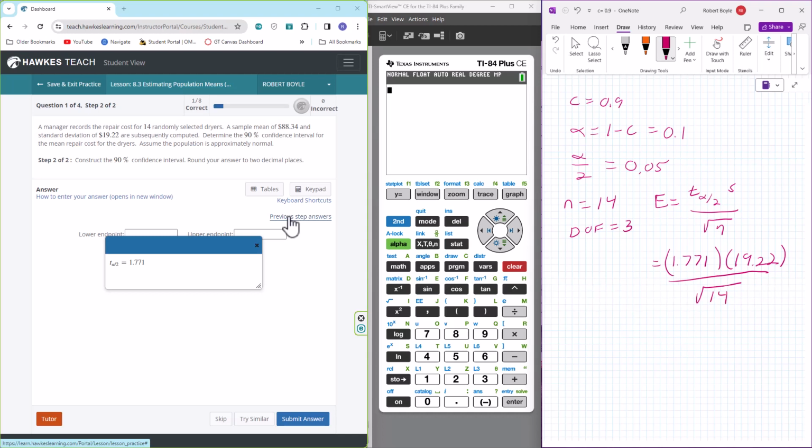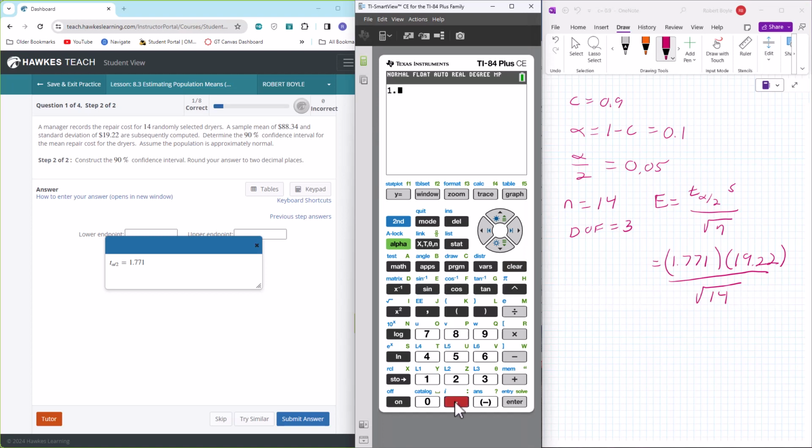Going ahead and computing that, that's going to be 1.771 times 19.22 divided by the square root of 14. And that gives us a value of 9.0972. So that's what we have.